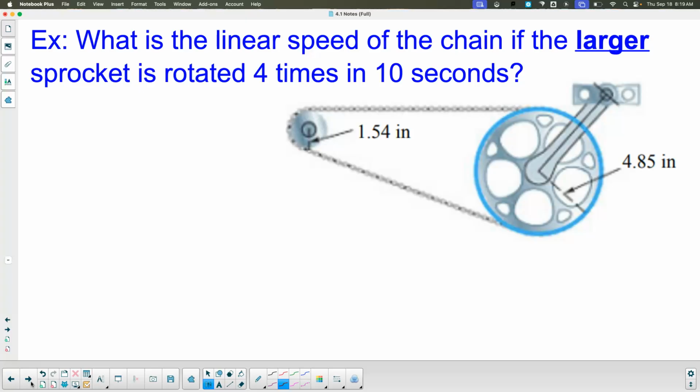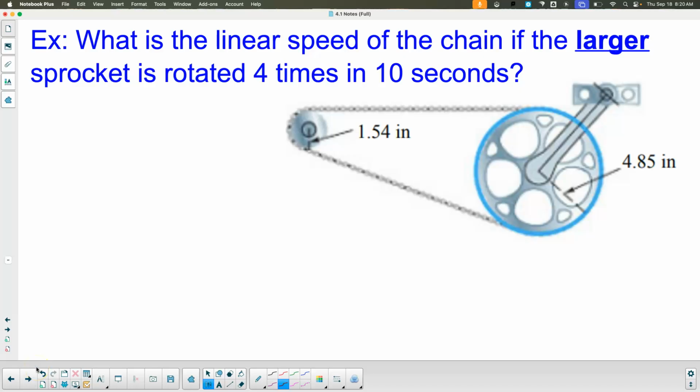Oh yeah, love it. What is the linear speed of the chain if the larger sprocket is rotated 4 times in 10 seconds? Okay. Linear speed of the chain. We'll get the visual out. There's the visual. Larger sprocket being rotated 4 times in 10 seconds. Speed of the chain. Okay? Go for it.